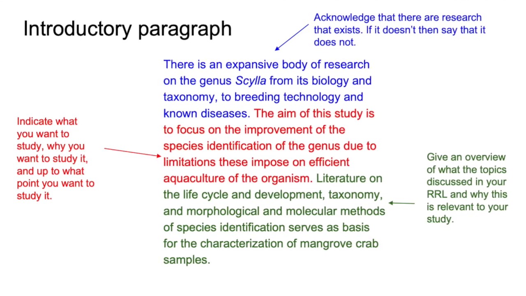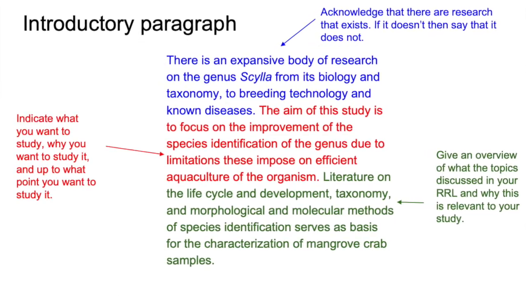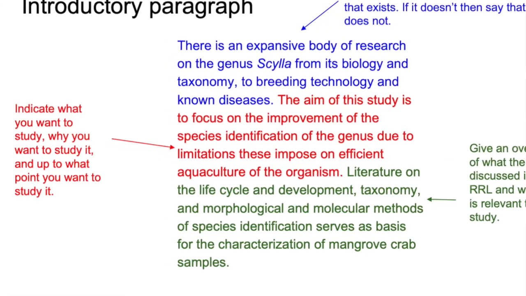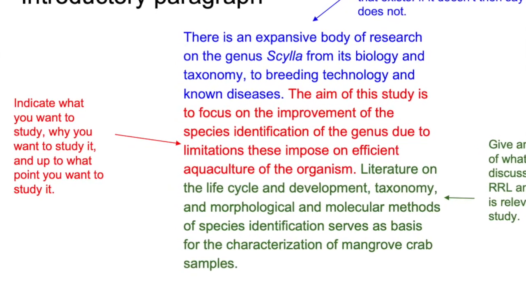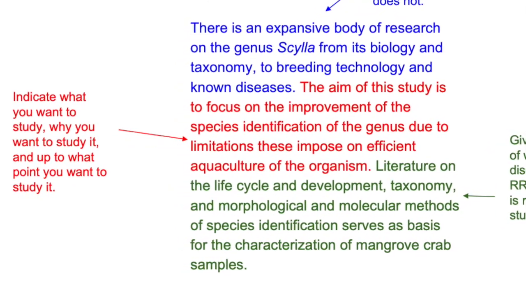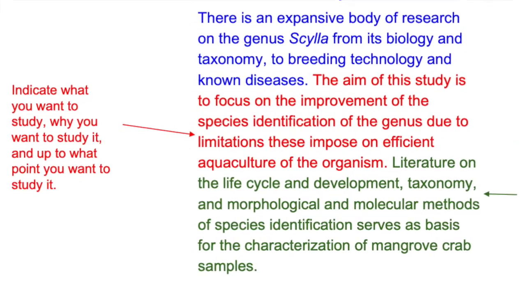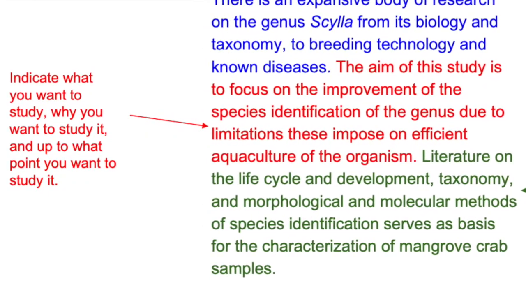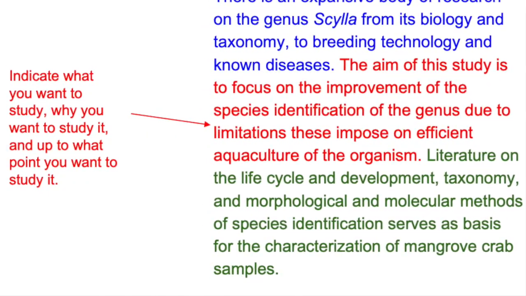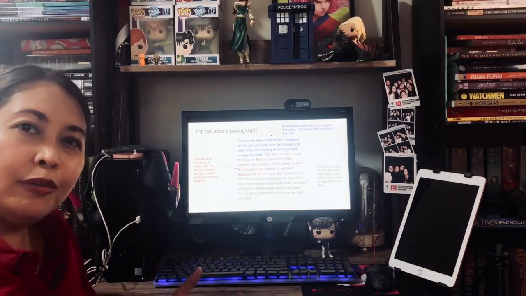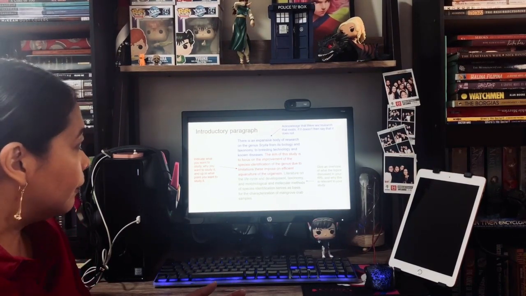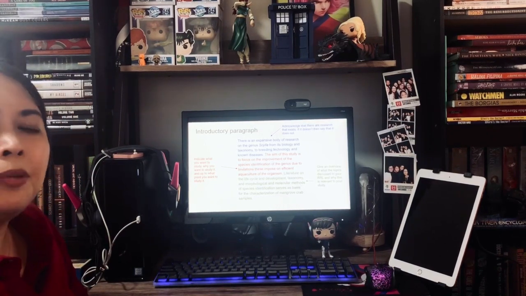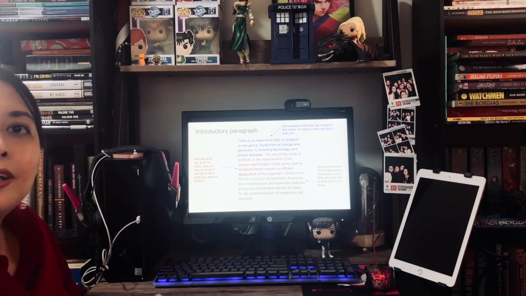The second portion of the introductory paragraph in red states that the aim of this study is to focus on the improvement of the species identification of the genus due to limitations these impose on efficient aquaculture of the organism. This portion indicates what I want to study, why I want to study it, and up to what point I want to study it. In other words, it's a version of the scope and limitations of the study. And it helps orient your reader, your panelists, or maybe your advisor of your understanding of what you actually want to do.